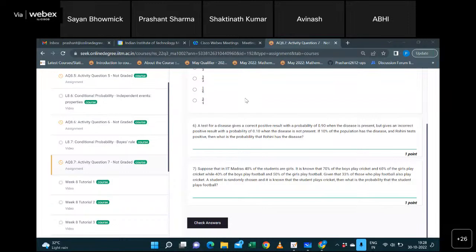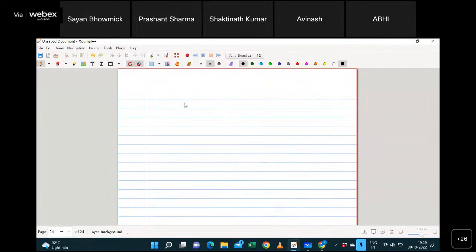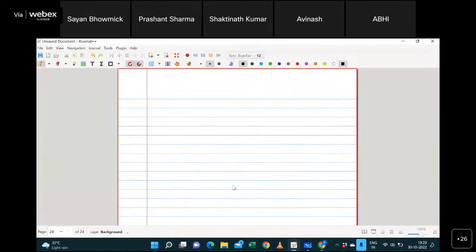Okay, let me read the question. Suppose that in IIT Madras, 40% of students are girls. That means the remaining 60% are boys. We will go step by step. 40% of the students are girls, so the probability of G, where I denote G as girls, is 40%, that means 0.40. So the probability of B will be 0.6.